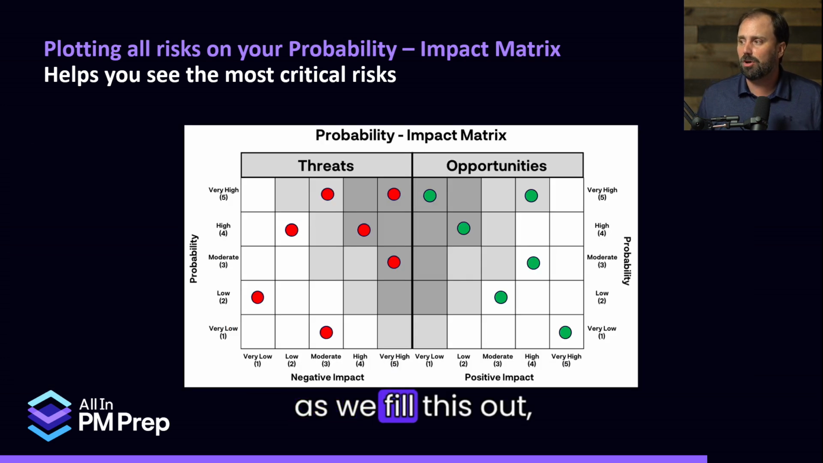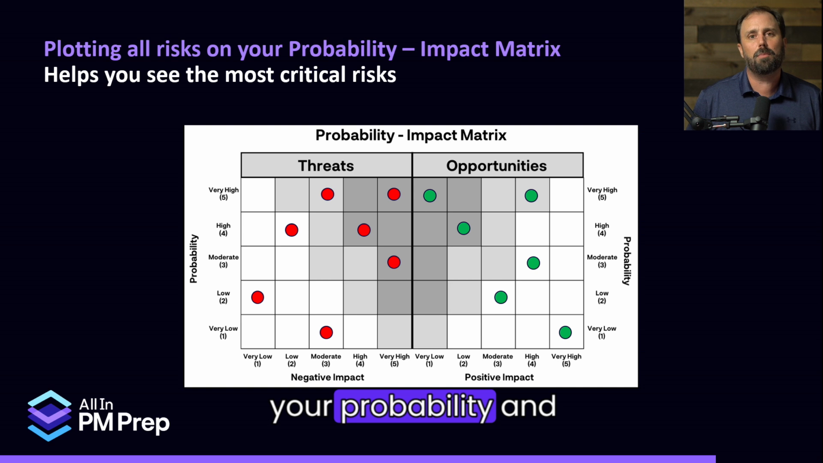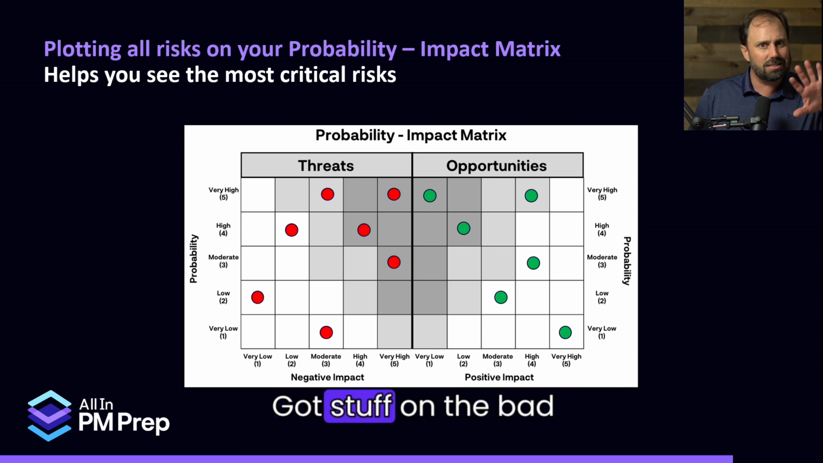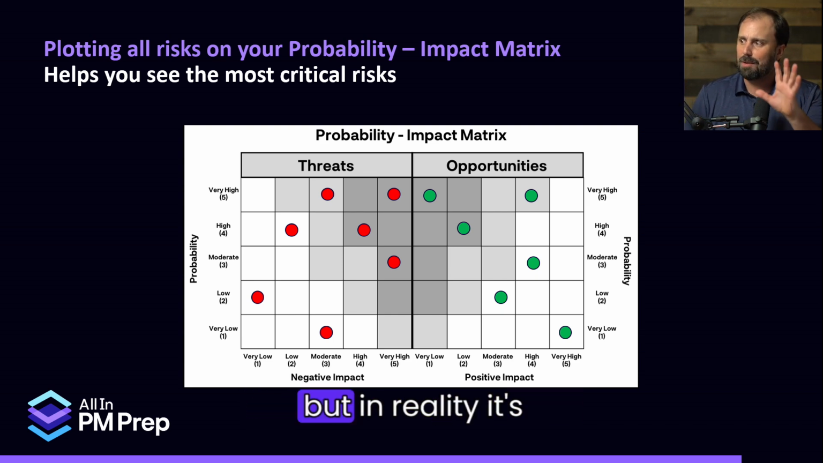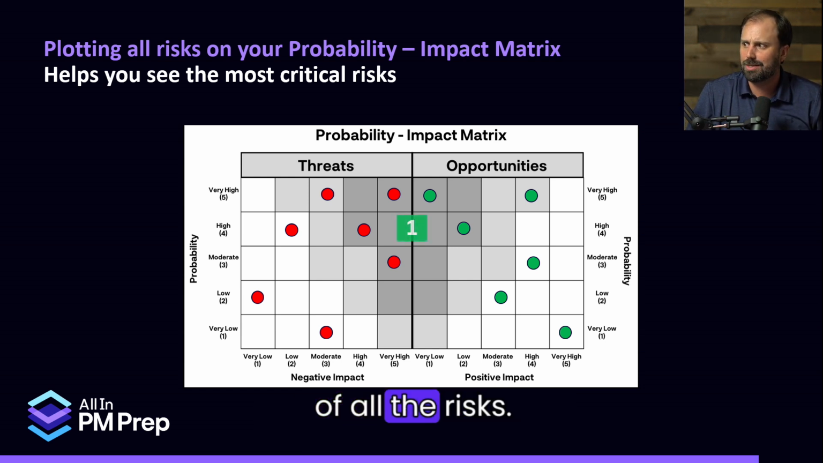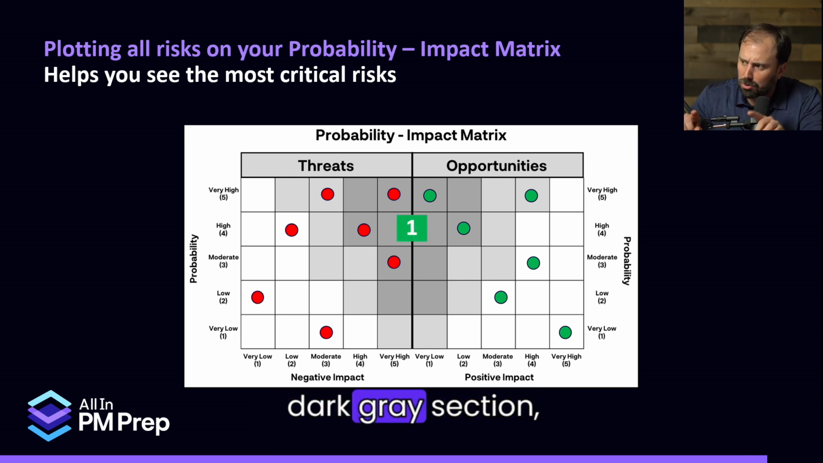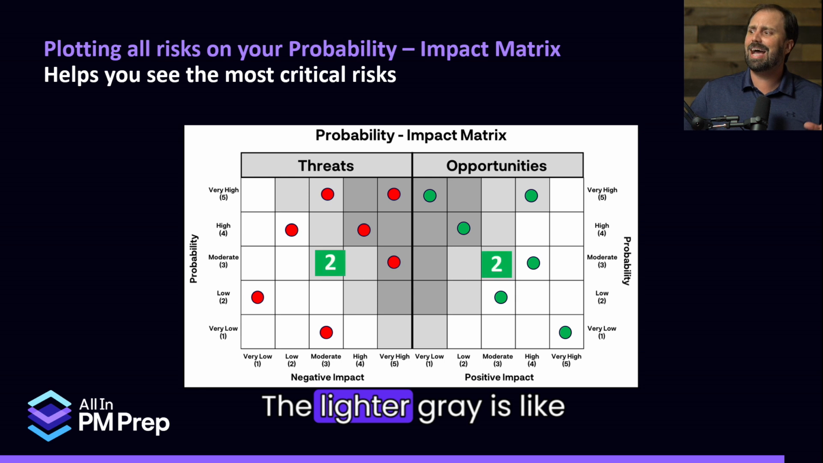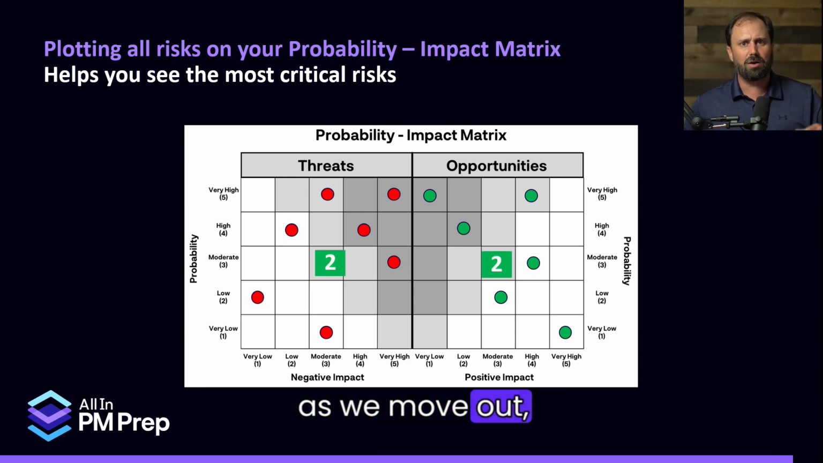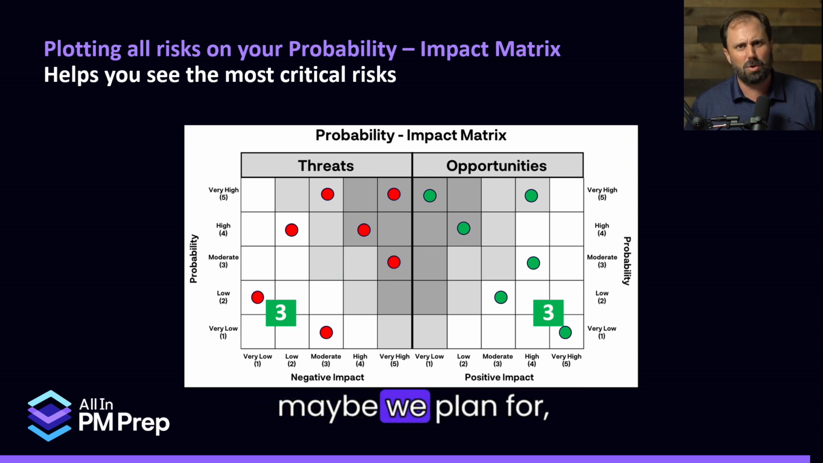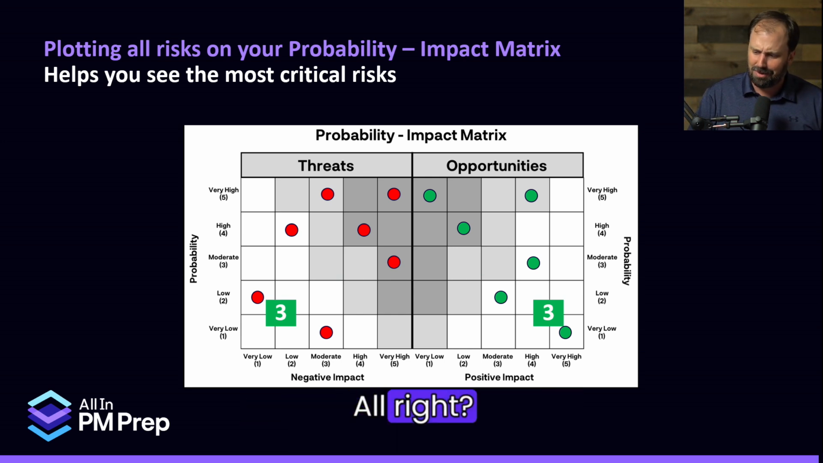Now, as we fill this out, it's going to look like your probability and impacts matrix gets the chicken pox, okay? Got stuff on the bad side and the good side, but in reality, it's going to show you the dispersion, if you will, of all the risks. And that first little dark gray section, those are the priority risks and opportunity. The lighter gray is like as we move out, those are the second level ones. And the one on the outside, those are the ones that maybe we plan for, but probably not, all right? Not the priority.